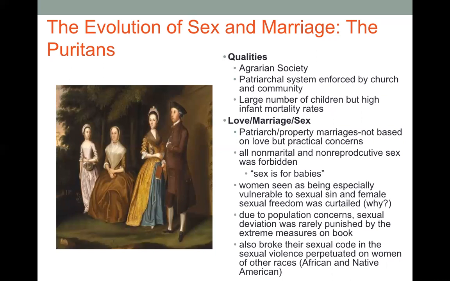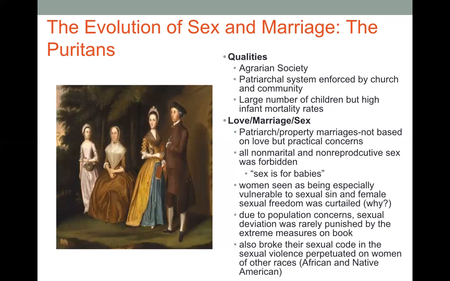despite that being the case, due to population concerns, sexual deviation was rarely punished by the most extreme measures on the book, particularly if the sexual deviation was related to premarital sex. There weren't enough people, particularly in these societies, there oftentimes weren't enough women, for you to imprison or expel or put to death a woman who has engaged in one of these so-called sexual sins.